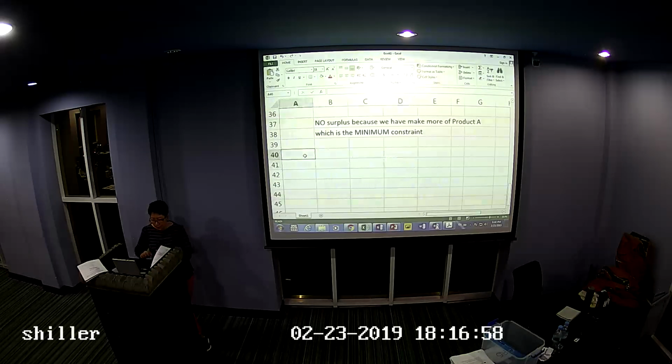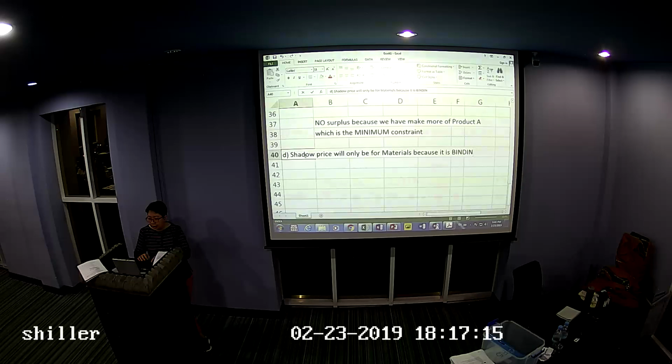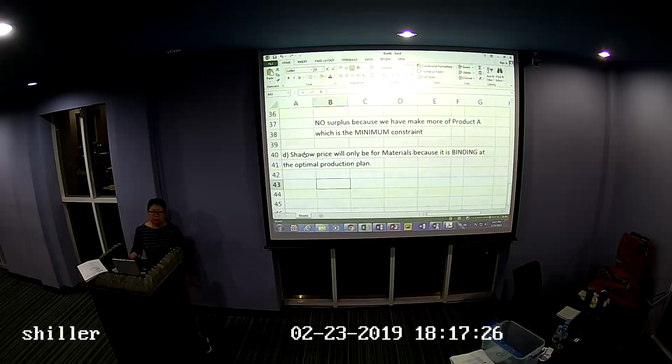Okay, so let's calculate shadow price, shall we? Shadow price, letter D. Price will only be for what? For materials because it is binding at the optimal production plan. Okay, so what will I do? So A will be the same, correct? A is still 1,000, right? Is that correct? How about materials?